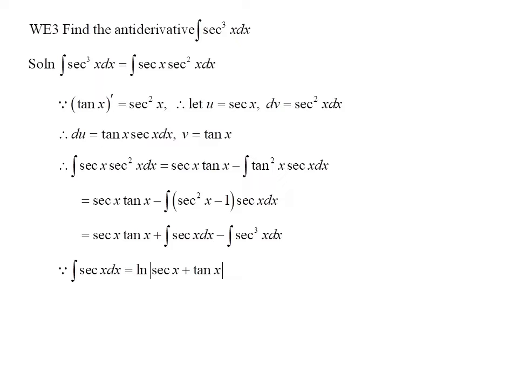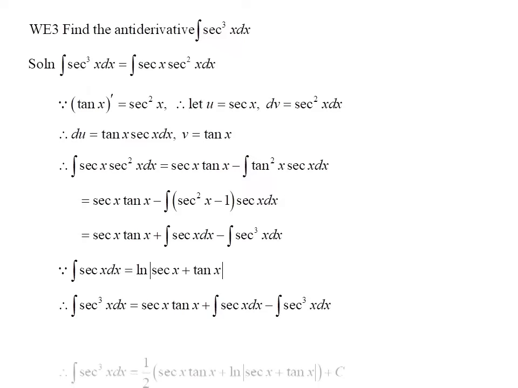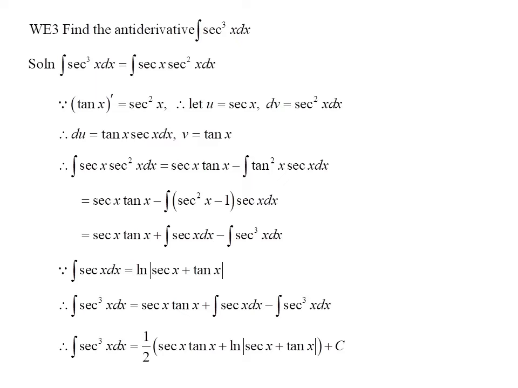Since the integral of sec x dx equals ln of the modulus of the sum of sec x plus tan x, the antiderivative is now written as sec x tan x plus the integral of sec x dx minus the integral of sec cubed of x dx. Finally, the antiderivative equals 1 over 2 multiplied by the sum of sec x tan x plus ln of the modulus of the sum of sec x and tan x, in parentheses, plus c.